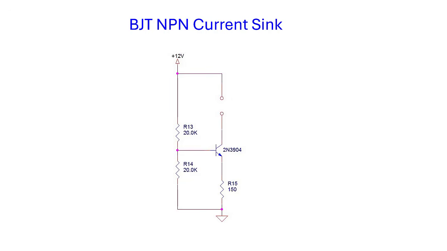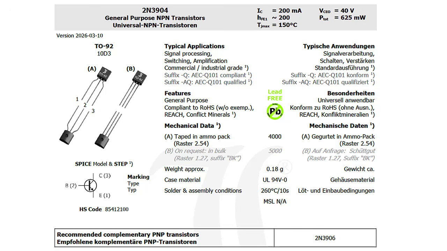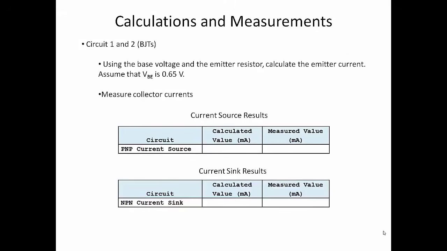Just like the previous circuit, this circuit can be used as a constant current sink independent of load resistance. Sink implies that the current is drawn or pulled through the load as opposed to driven into the load. The order of the pins for the NPN transistor is also emitter, base, collector, going from left to right when the flat side is toward you. Record your calculated and measured values in this table.